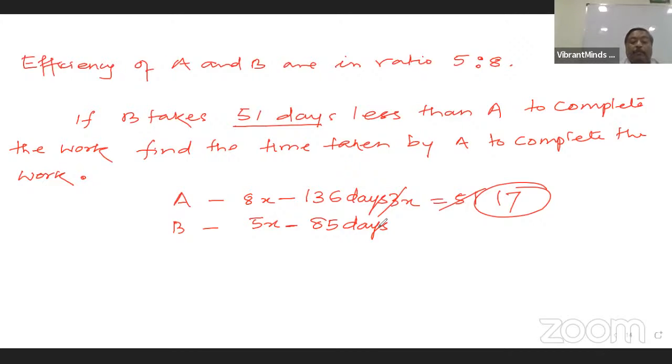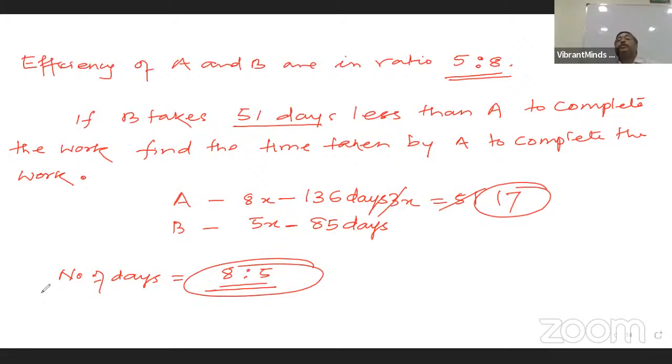Did you get my point, everyone? This is just efficiency. If efficiency is in the ratio 5:8, the number of days will be in the ratio 8:5. This is the most important thing which you must understand. Is it okay?